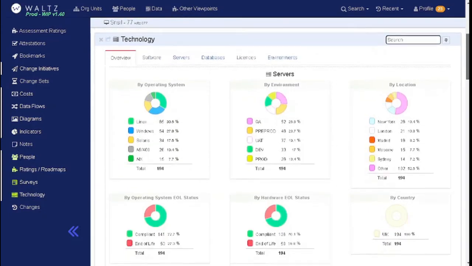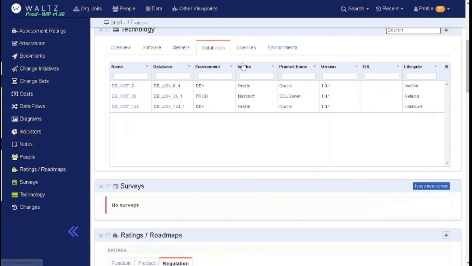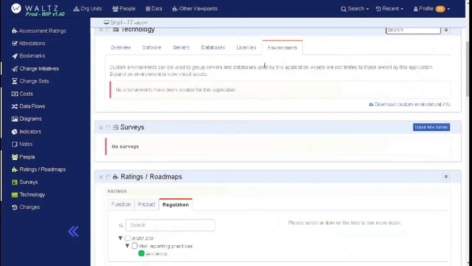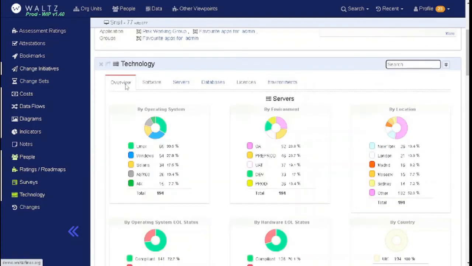Technology is very much looking at your operating systems, your servers. You may have your open source software in here. You may have databases. It really gives you that view of what's the kit that you're using. Are the life cycles running out? Do we need to worry about end of life? And then your environments that have been set up. So it really starts giving you that sort of view, obviously depending on your organisation and how they operate.